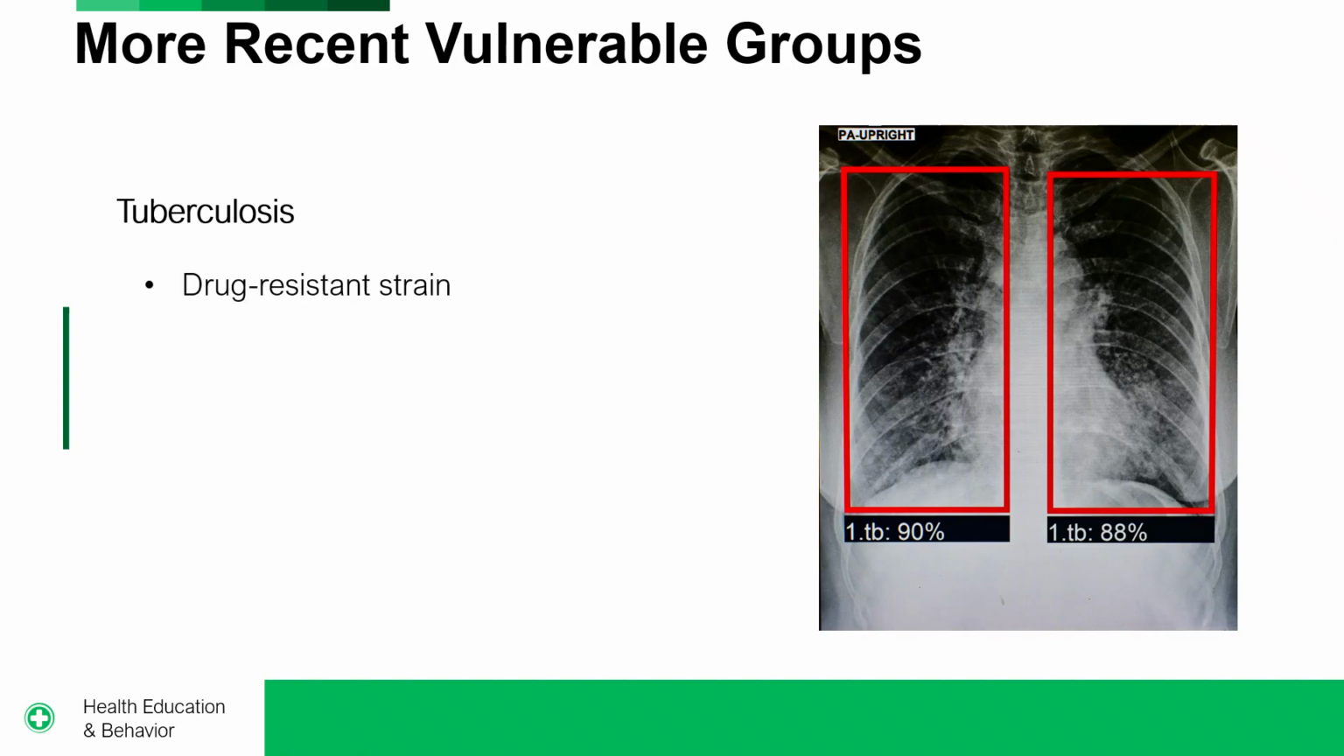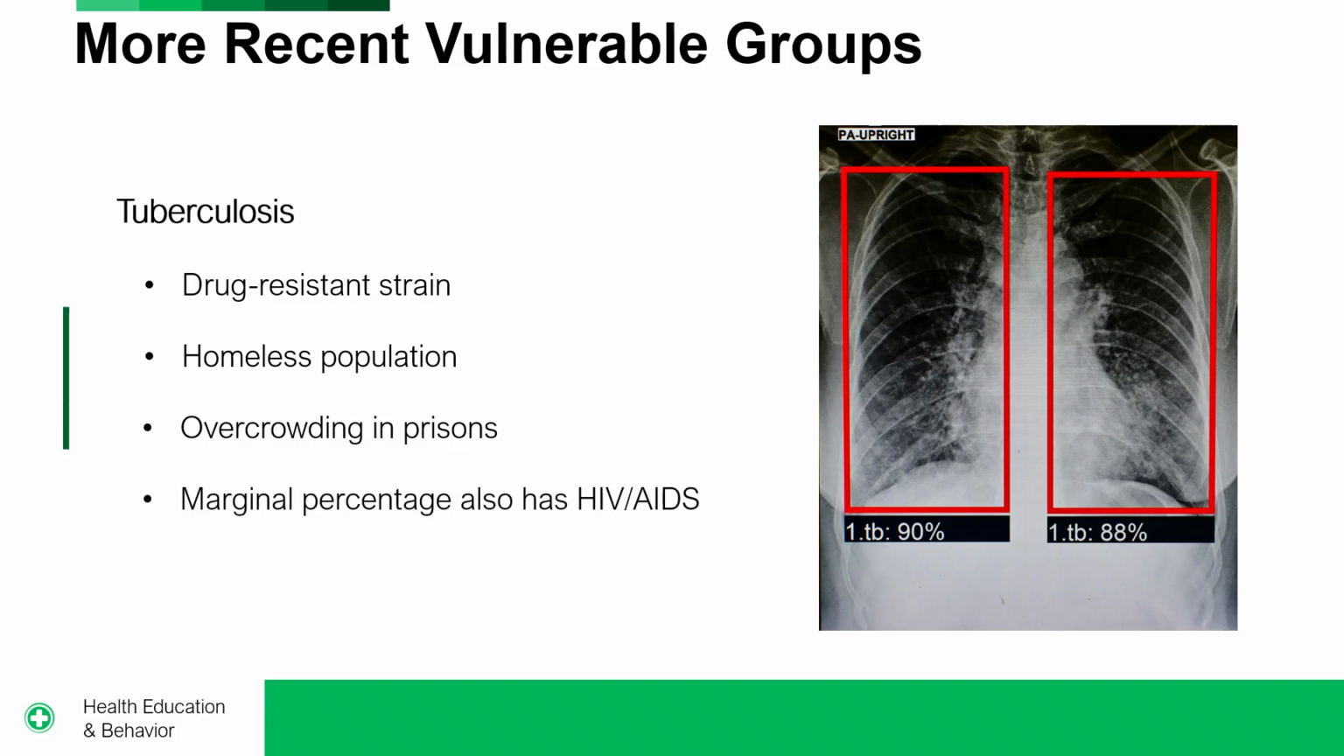Tuberculosis, especially the drug resistant strain. The homeless population has a higher rate of tuberculosis. And also, we see high rates of tuberculosis due to overcrowding in prisons. And also, we see that there's a small percentage of people with HIV/AIDS that also have tuberculosis. The COVID-19 pandemic has left some people vulnerable due to what we sometimes call long COVID.